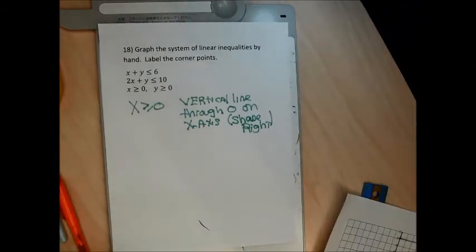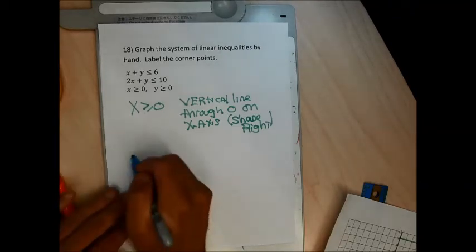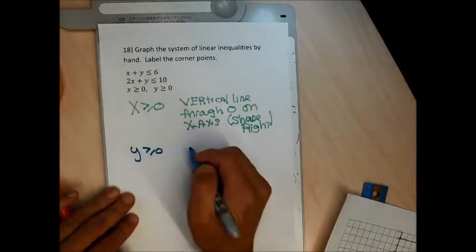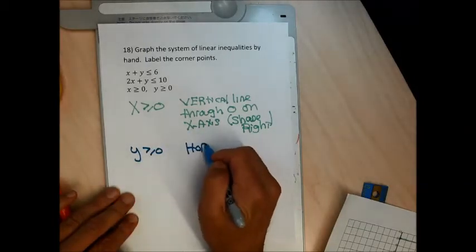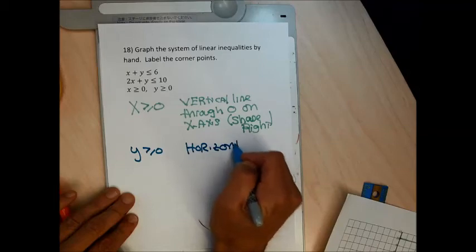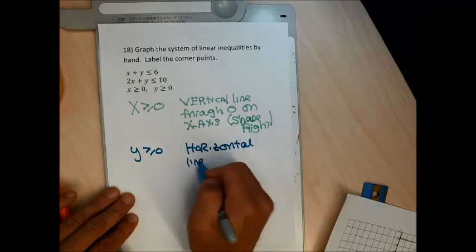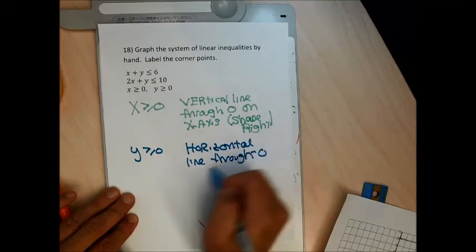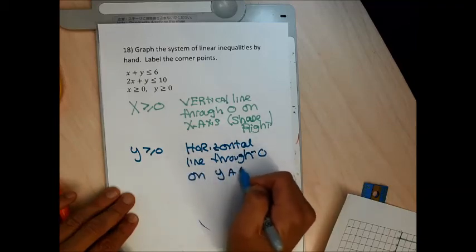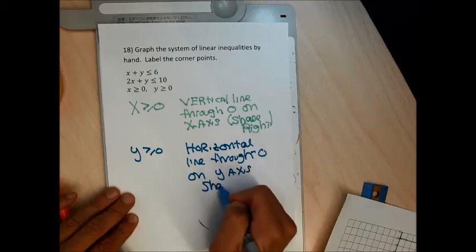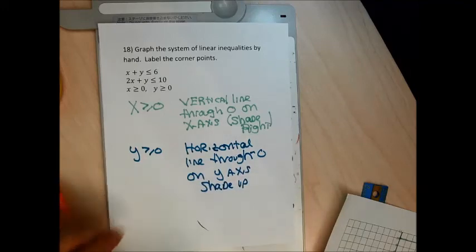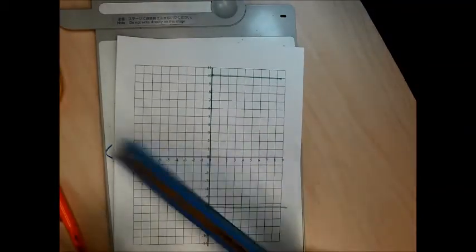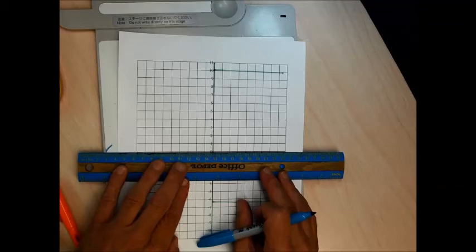Moving on to the y is greater than or equal to 0. I draw a horizontal line through 0 on the y-axis and shade up. Easy enough to do. I find 0 on the y-axis, draw my horizontal line, and I'm going to shade up.